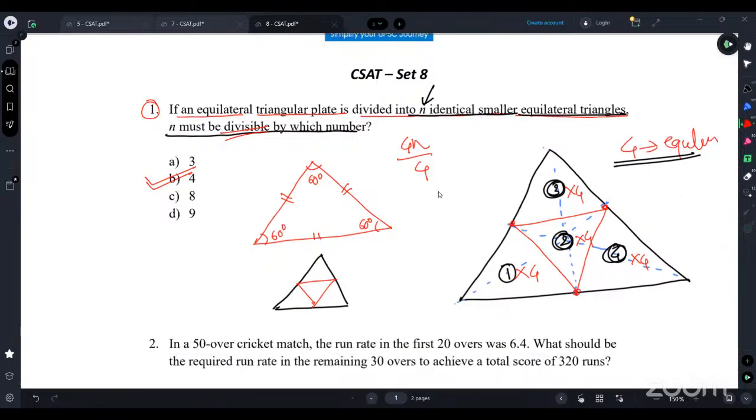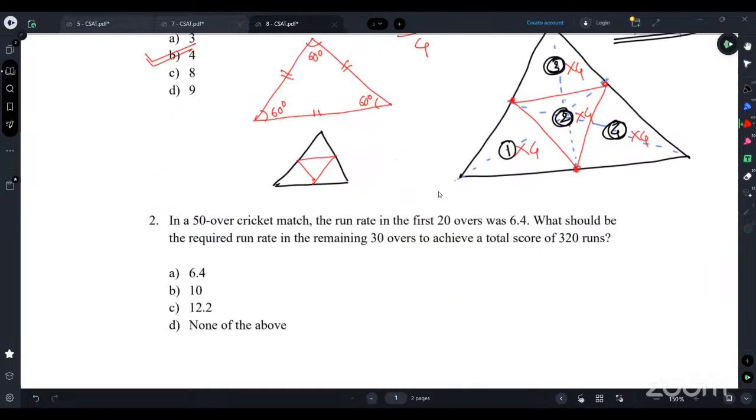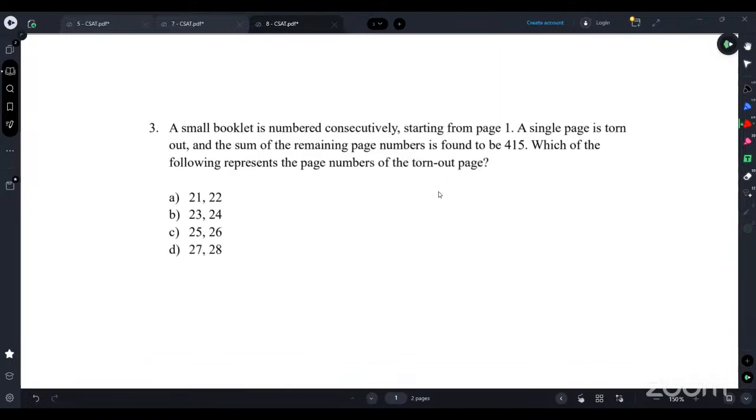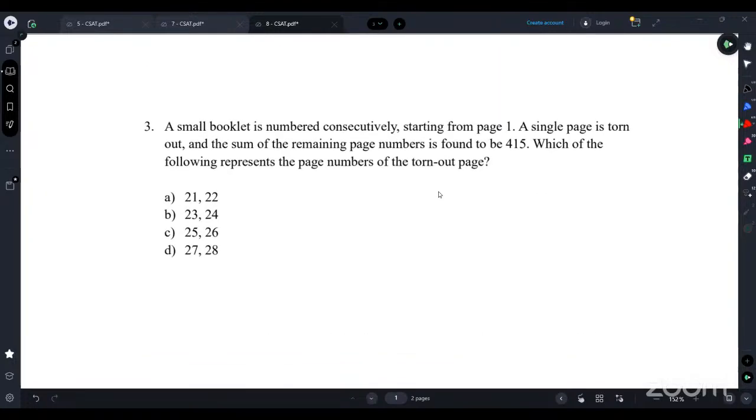Okay, next question, guys. Question 3. See this third question, guys. I'm solving this, pay attention.